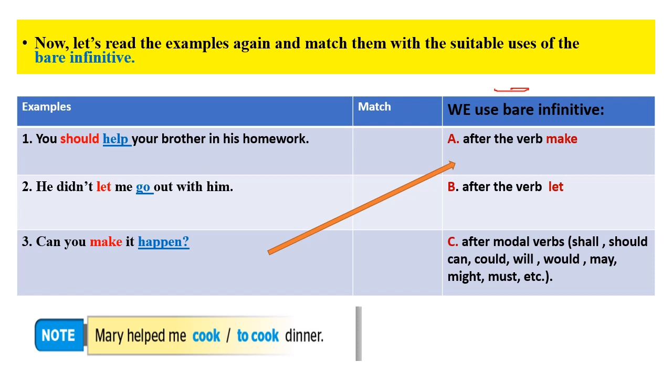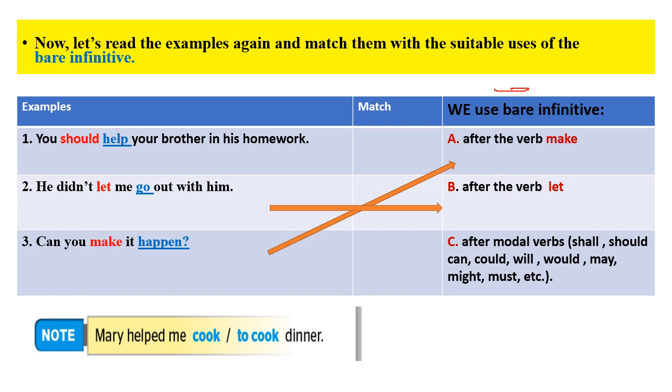Make it happen. B, after the verb let, such as example 2, he didn't let me go out with him. Let me go out with him. So after let comes only bare infinitive without to.